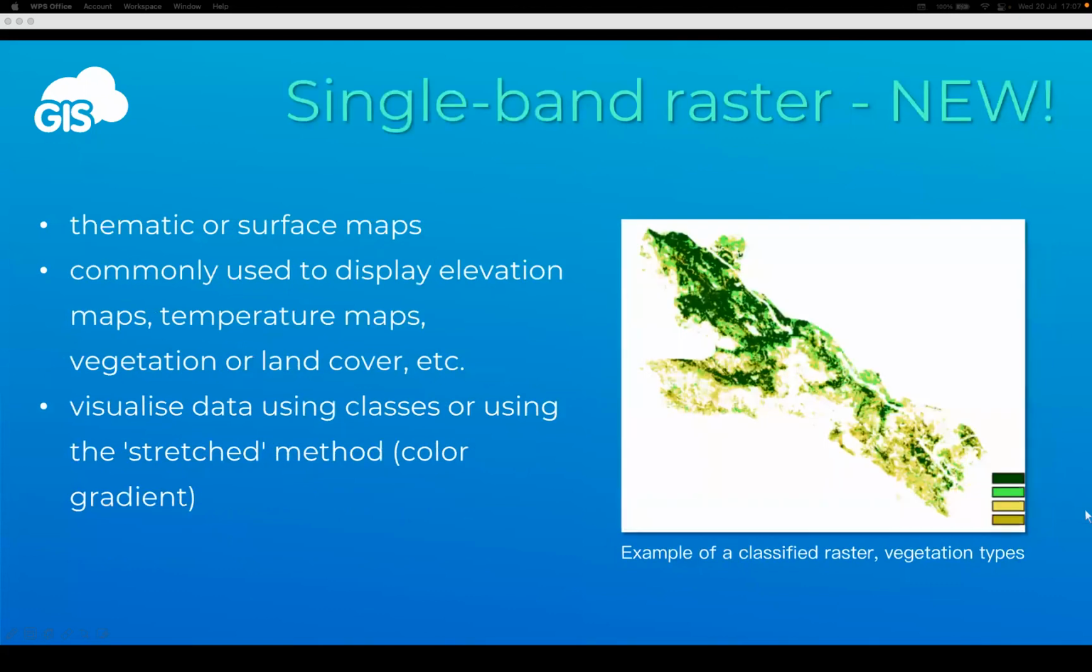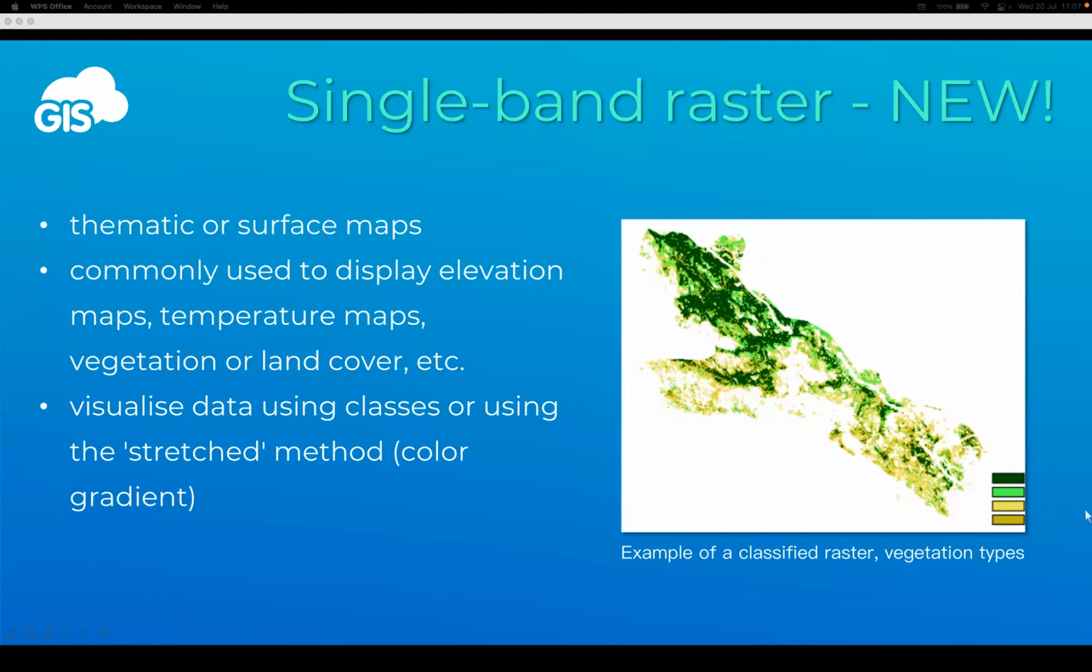Raster can also be used for different things like surface maps or thematic maps. So it's not just a simple RGB base map. A very common example of, let's say, a surface map would be things like elevation maps or DEM, so digital elevation model, population density, temperature maps, or for thematic maps, that can be something like vegetation or land cover classification. And you can see an example of one classified raster here on the right as well.